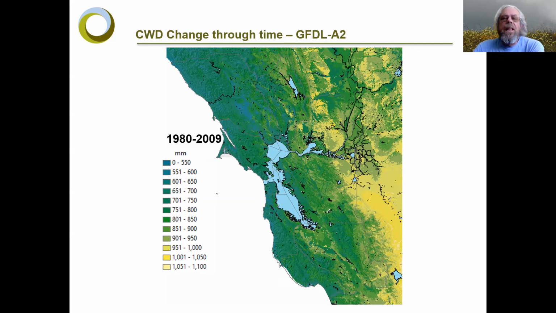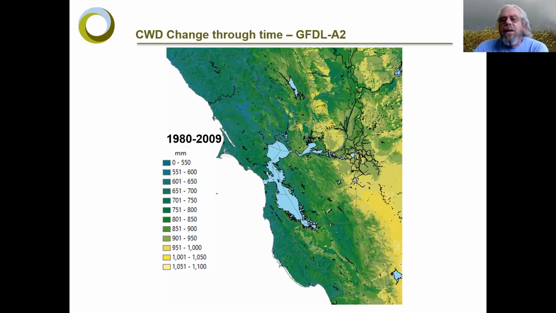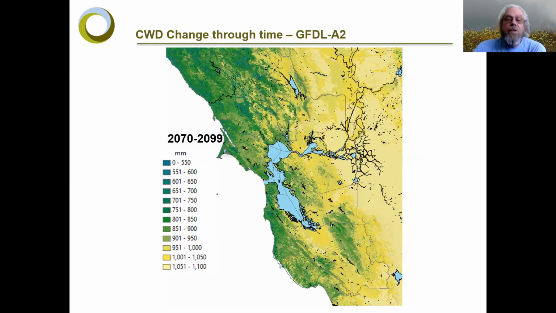Now, if we run through a climate scenario, a very hot, dry one, this is what it's projected, not predicted, projected to look like under this scenario towards the end of the century. So you can flip back and forth. You can see how much more yellow there is. And there's going to be a lot more drought stress across the landscape everywhere.